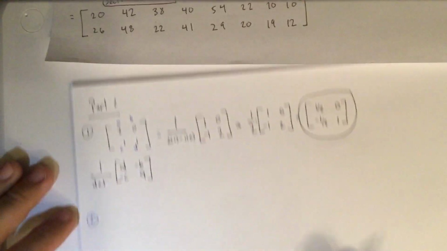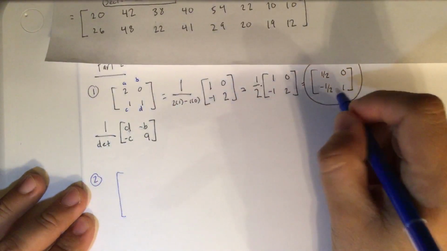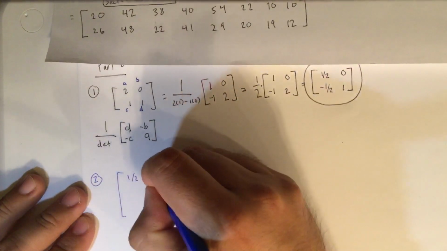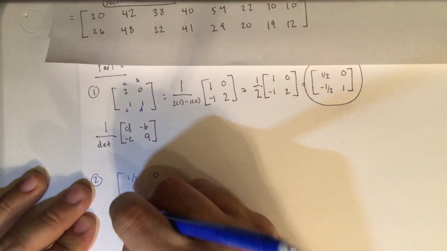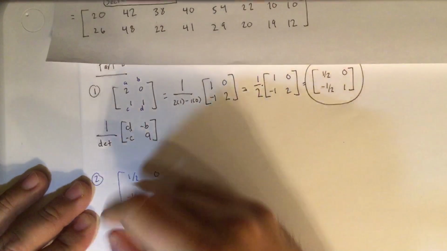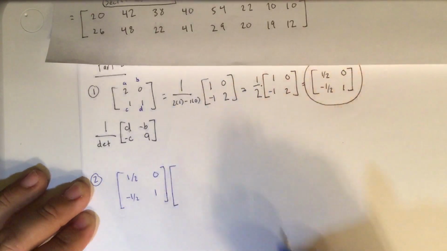So for this step, I'm going to write the small one first. So 1/2, 0, negative 1/2, 1. And if you want to convert it to a decimal, that is really your choice. I just keep it as fractions. Now I'm going to write the big one.